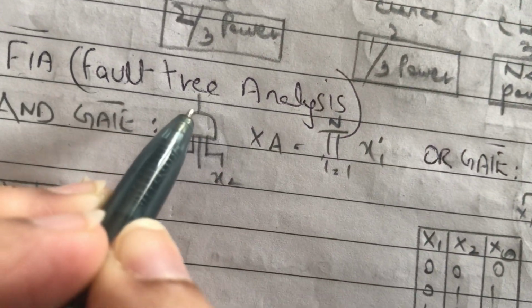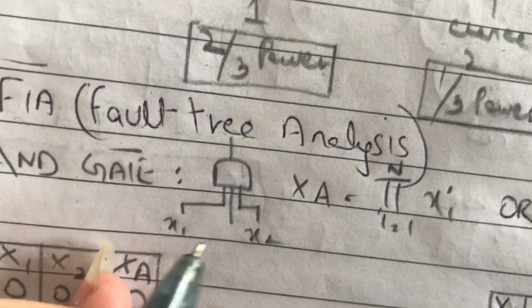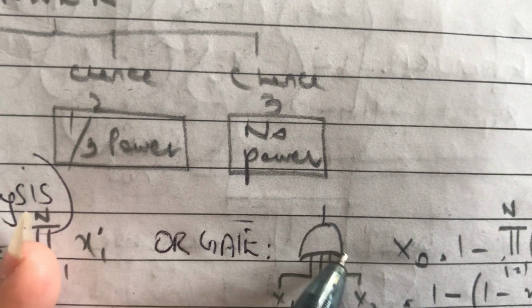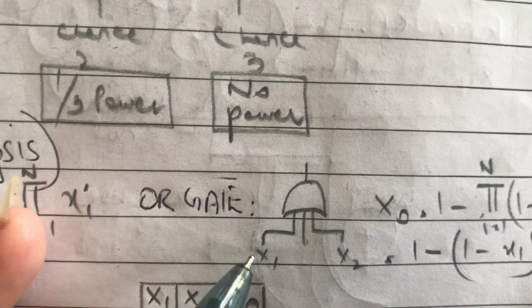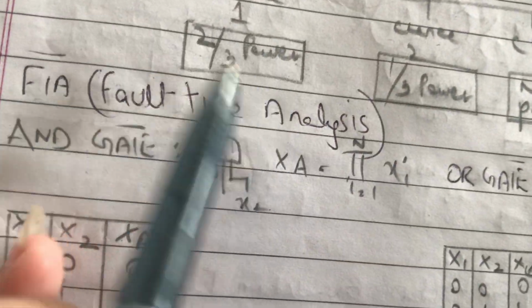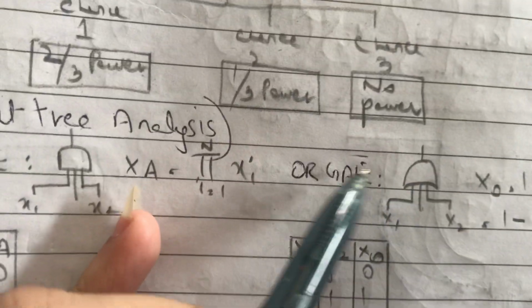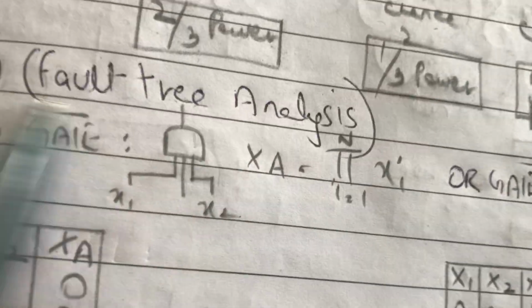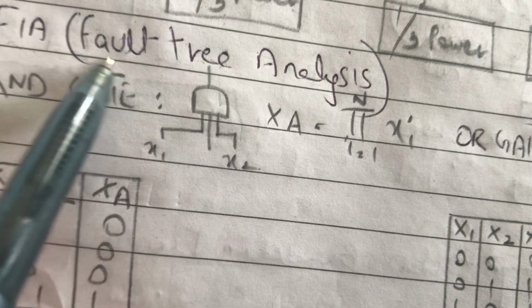So AND gate is drawn like this, and we have x1 and x2, and OR gate is drawn like this. It's a little curvy here, and here it is x1 and x2. So we have two gates in fault tree analysis, the AND gate and OR gate. We draw fault tree analysis on the basis of these two gates, and you know that this is also a top down technique.